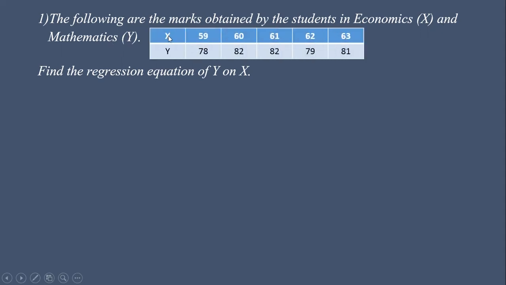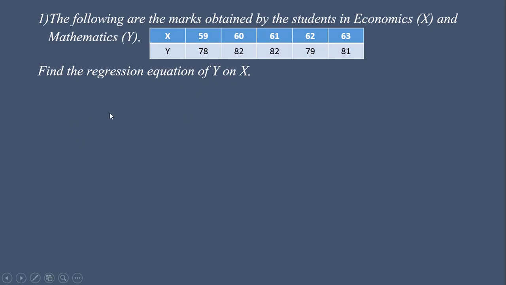First example. The following are the marks obtained by the students in economics, denoted by variable x, and mathematics, denoted by capital letter Y. Marks in economics are 59, 60, 61, 62, 63, and marks in mathematics are 78, 82, 82, 79, 81. So 5 pairs of x and y are given, n is equal to 5. Find the regression equation of y on x.